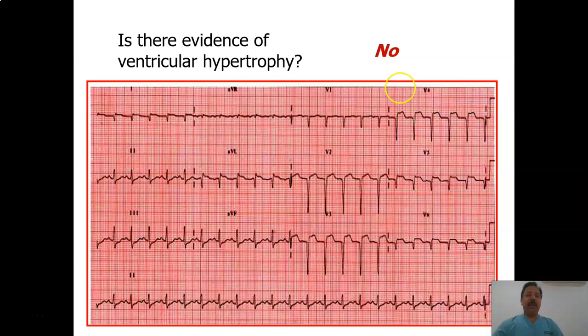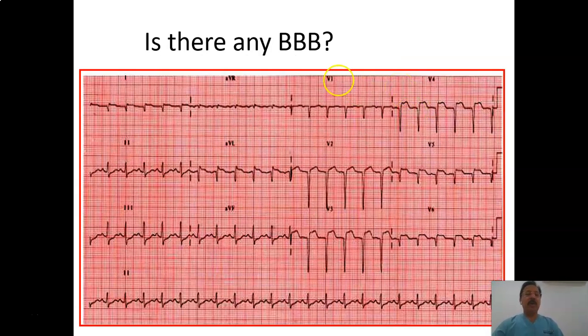Is there any bundle branch block? The next step. For bundle branch block, you have to look at wide QRS complexes in V1 and V2, or V5 and V6. There are no wide QRS complexes, so there is no bundle branch block, neither left bundle branch block nor right bundle branch block.